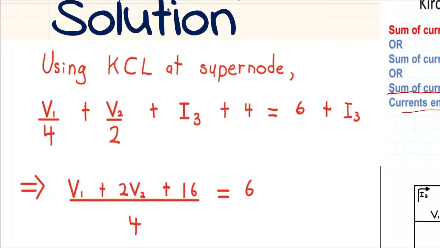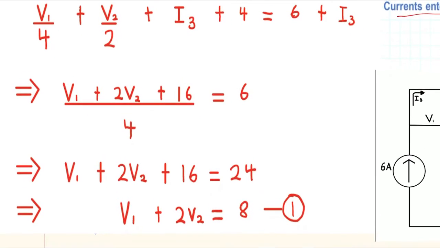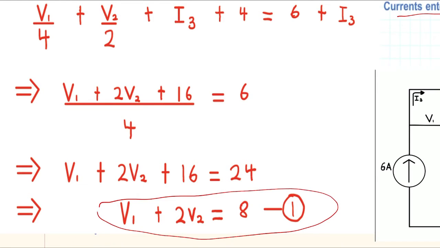So for I1 and I2, since we don't have their values, we'll be using the formula I equals V over R. So we're getting V1 over 4 plus V2 over 2, and we solve it. So this is the answer we'll be getting, and we add it by V1 plus 2V2 plus 16, we'll be getting 24. Okay. Then this will be our first equation.